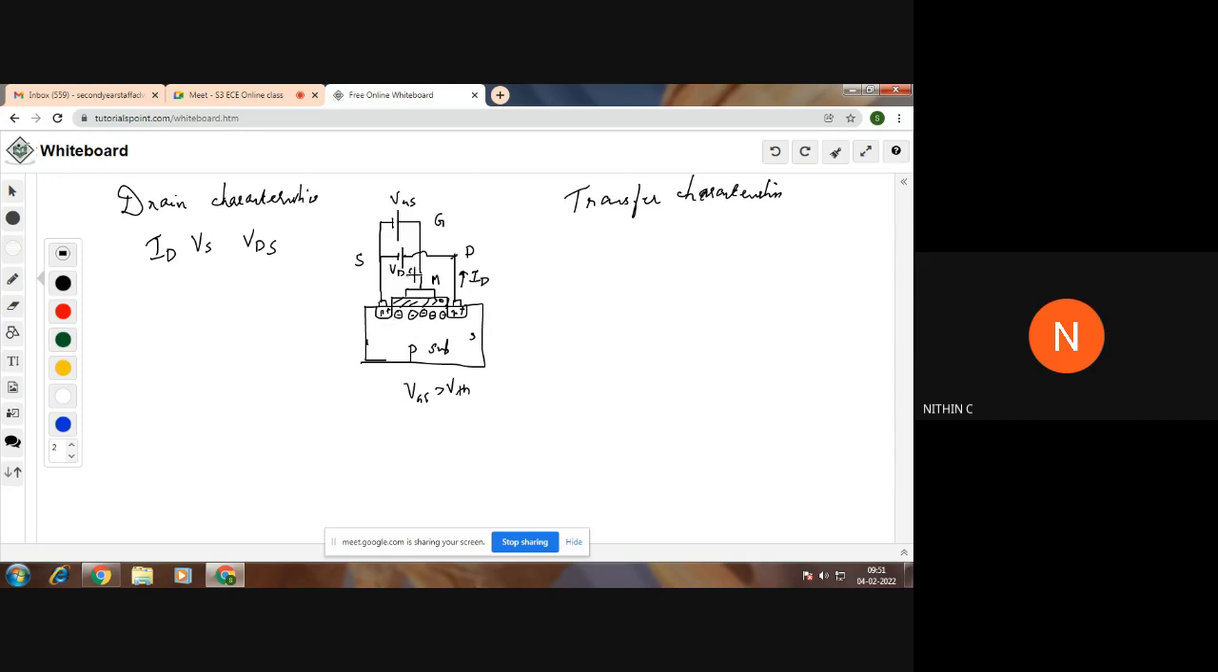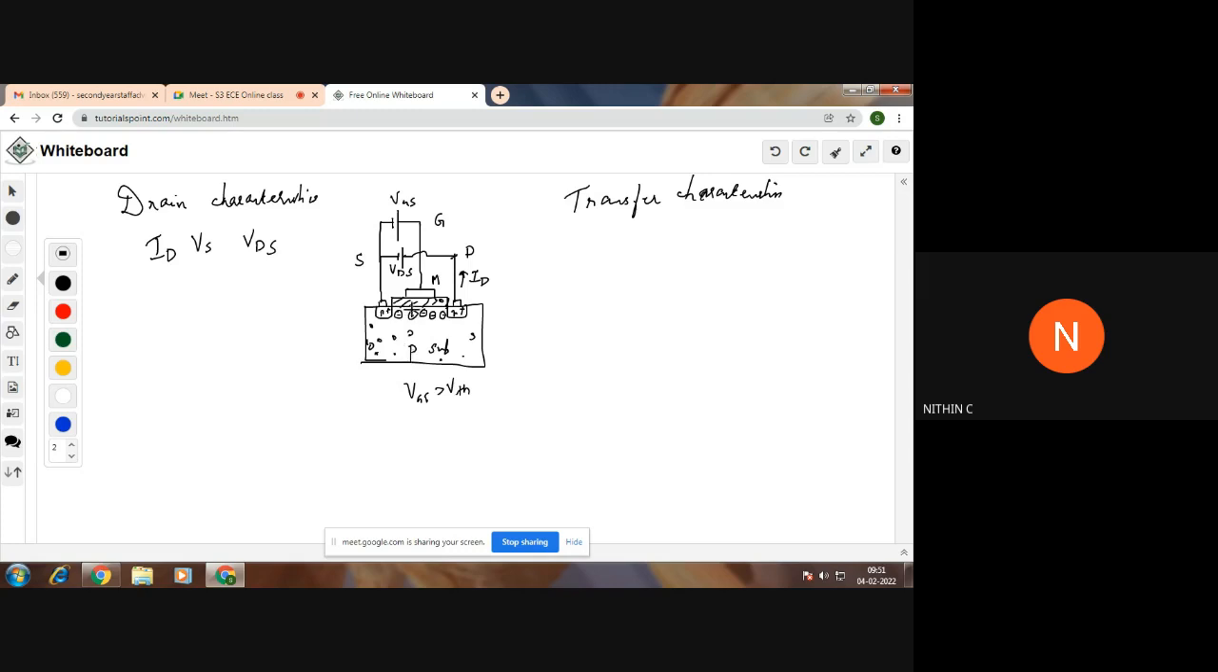ഈ VGS value positive ആകുമ്പോൾ എന്ത് സംഭവിക്കും? ആ electrons എവിടെ നിന്നാണ് വരുന്നത്? This p-type semiconductor has got minority carriers as electrons. അല്ലേ? It will be having plenty of holes ഉണ്ടാവും, but as minority carriers there will be electrons. So when VGS is made positive, even greater than VTH, മുകളിലേക്ക് നമ്മൾ VGS increase ചെയ്യുമ്പോൾ these electrons will get attracted towards this surface.